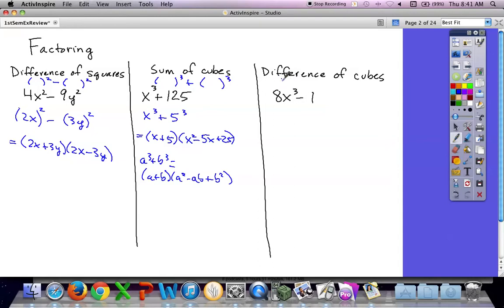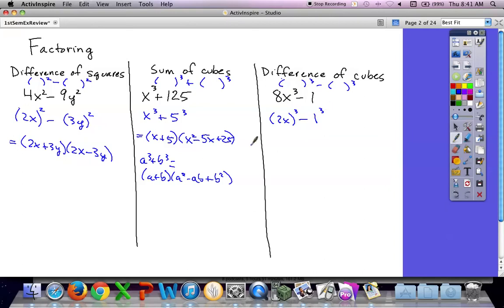So again, we expect one whole thing being cubed minus another whole thing being cubed. How can I rewrite it to make it look like that? Say again? Yeah, you recognize 8 is a perfect cube, so it's 2x cubed minus, what do I write next? 1 cubed, right? You can always write 1 as 1 to the third power. It doesn't change the value.